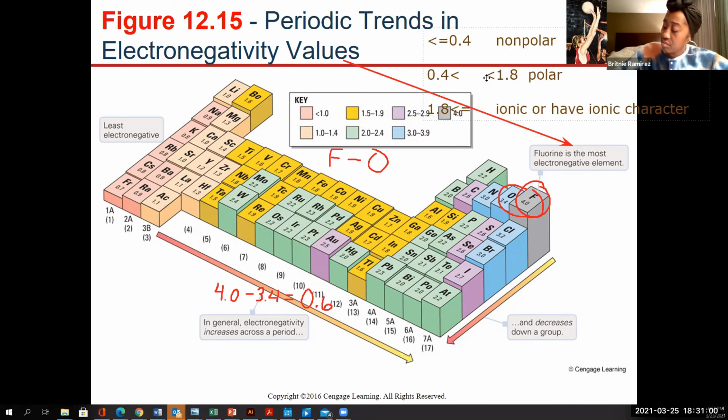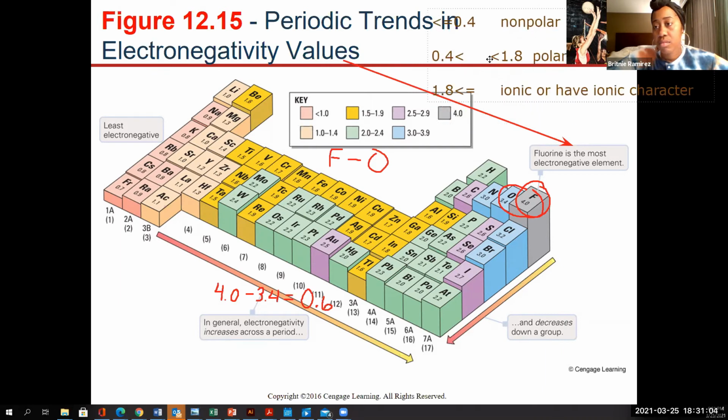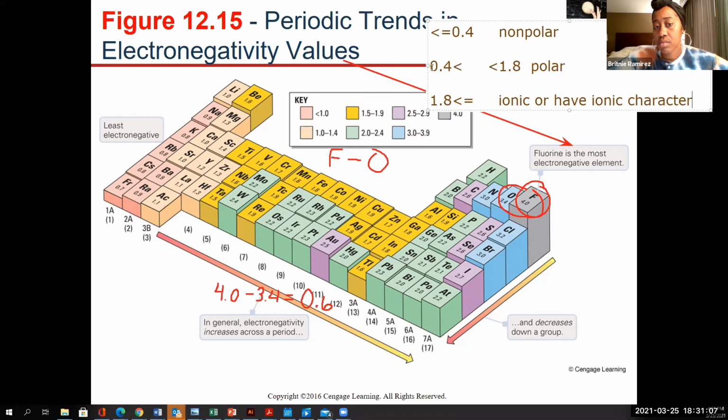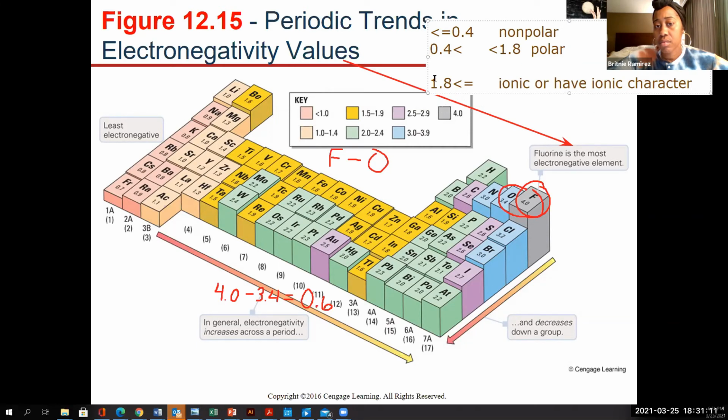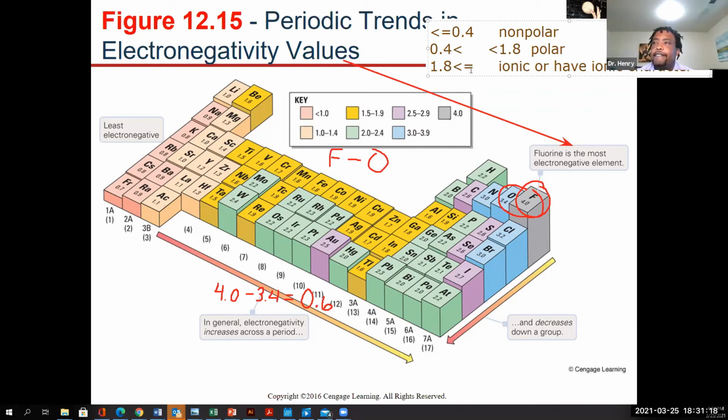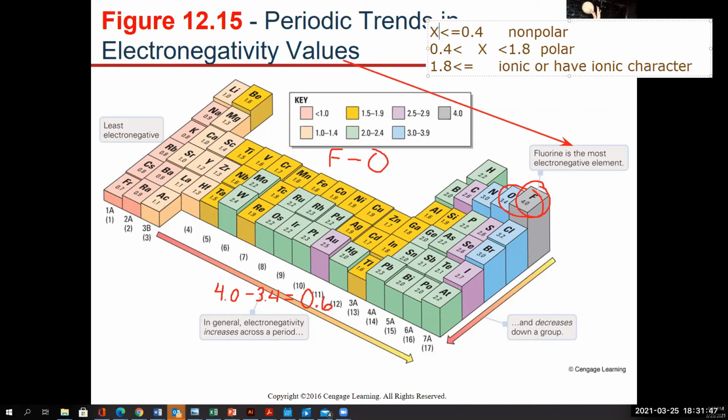Dr. Henry, before you continue, for the one that's polar, were you trying to say greater than 0.4 but less than 1.8? Yeah, so we're saying that the value is greater than 0.4 but less than 1.8. I think it would help if you put an X or a symbol for value, it looks a little confusing. Sorry. Is that better?